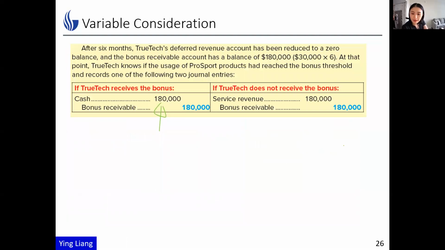What we are doing is to debit service revenue for 180 and then credit the bonus receivable account for 180. If you compare these two parts, the credit part is the same. Eventually, I'm going to reduce my bonus receivable account to zero. It's just the thing that we debit is different. If we achieve the target, I will receive another 180 so that my cash will increase. If we don't receive the bonus, then I have to reduce my service revenue.